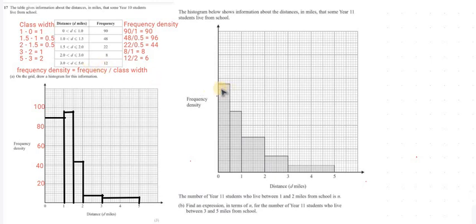And for part B, it says the histogram below shows information about the distances in miles that some year 11 students live from school. The number of year 11 students who live between 1 and 2 miles from school is n. Find an expression in terms of n for the number of year 11 students who live between 3 and 5 miles from school.